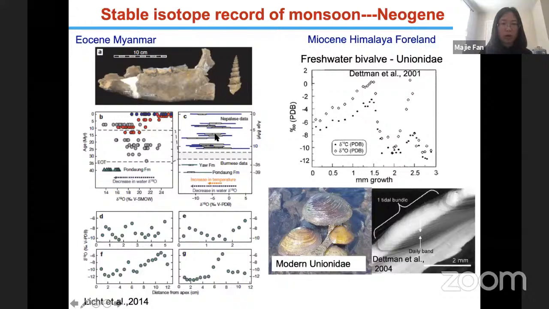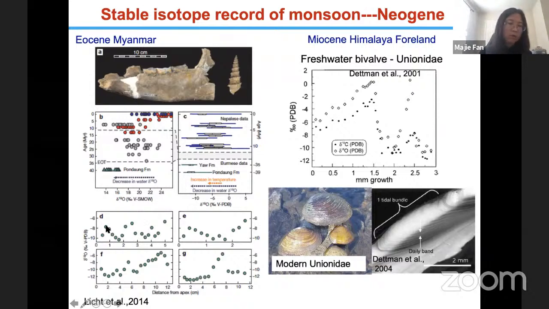This is for the freshwater bivalve. So we see the wide spread of data for each time interval, from both the tooth enamel and the gastropods. This shows large variation that tells us there's seasonal change in the delta O18 values, which has been attributed mostly to the precipitation delta O18 value change.